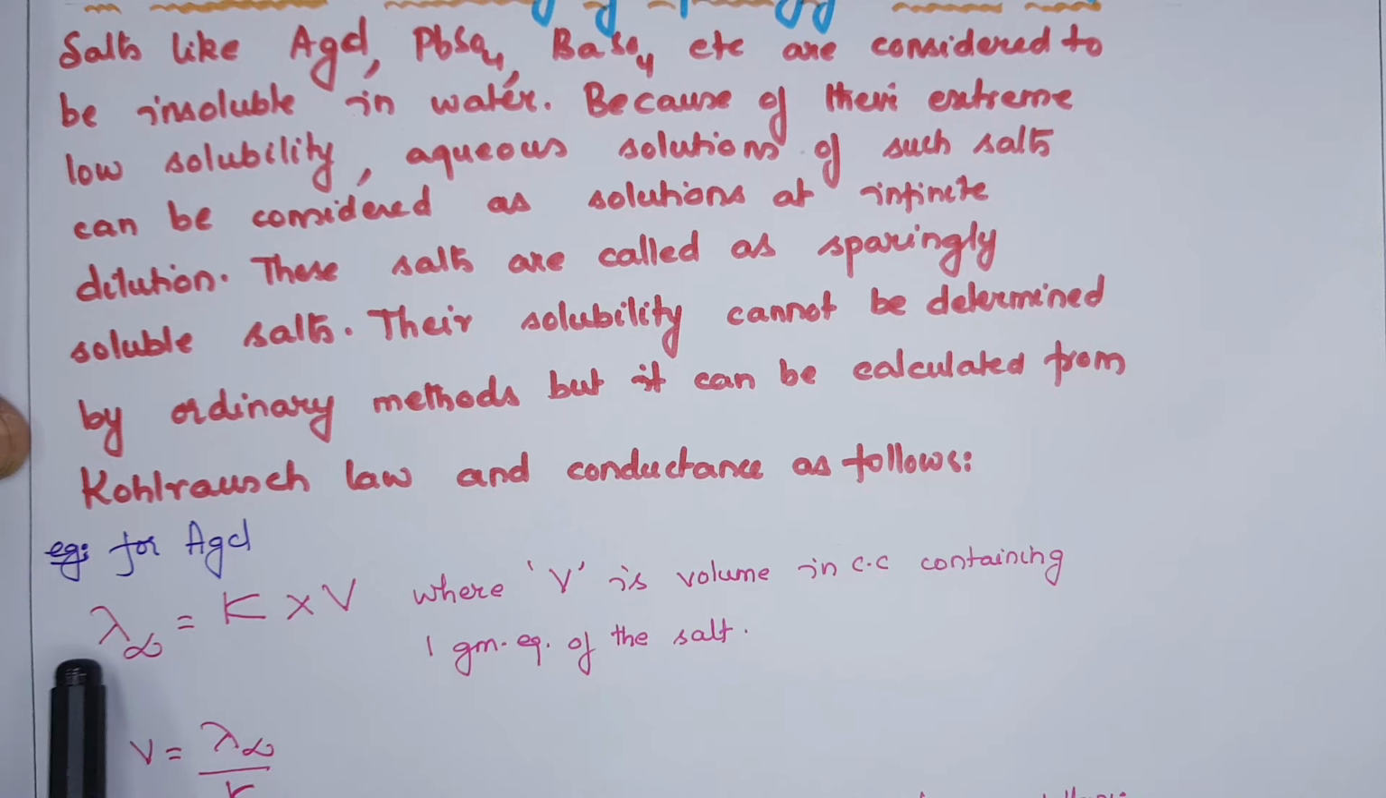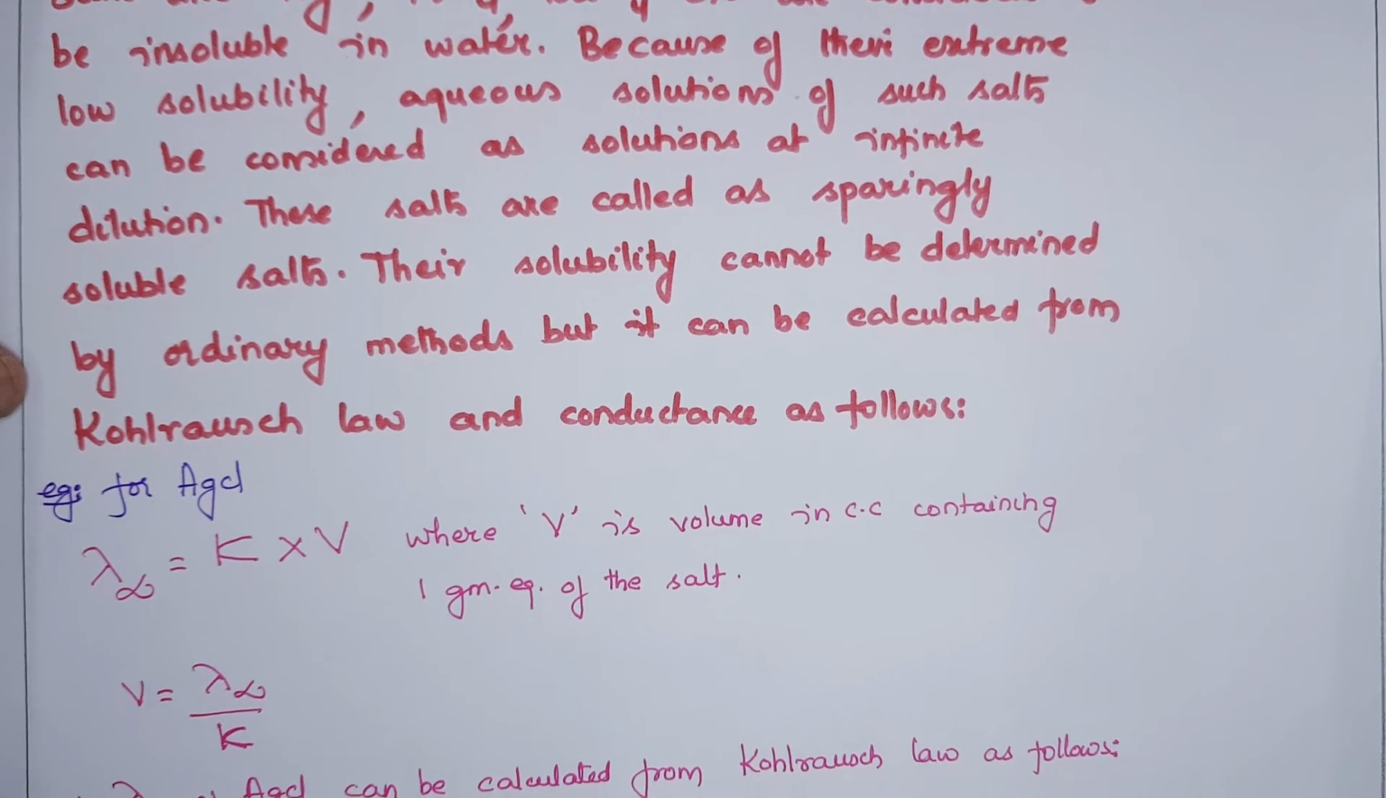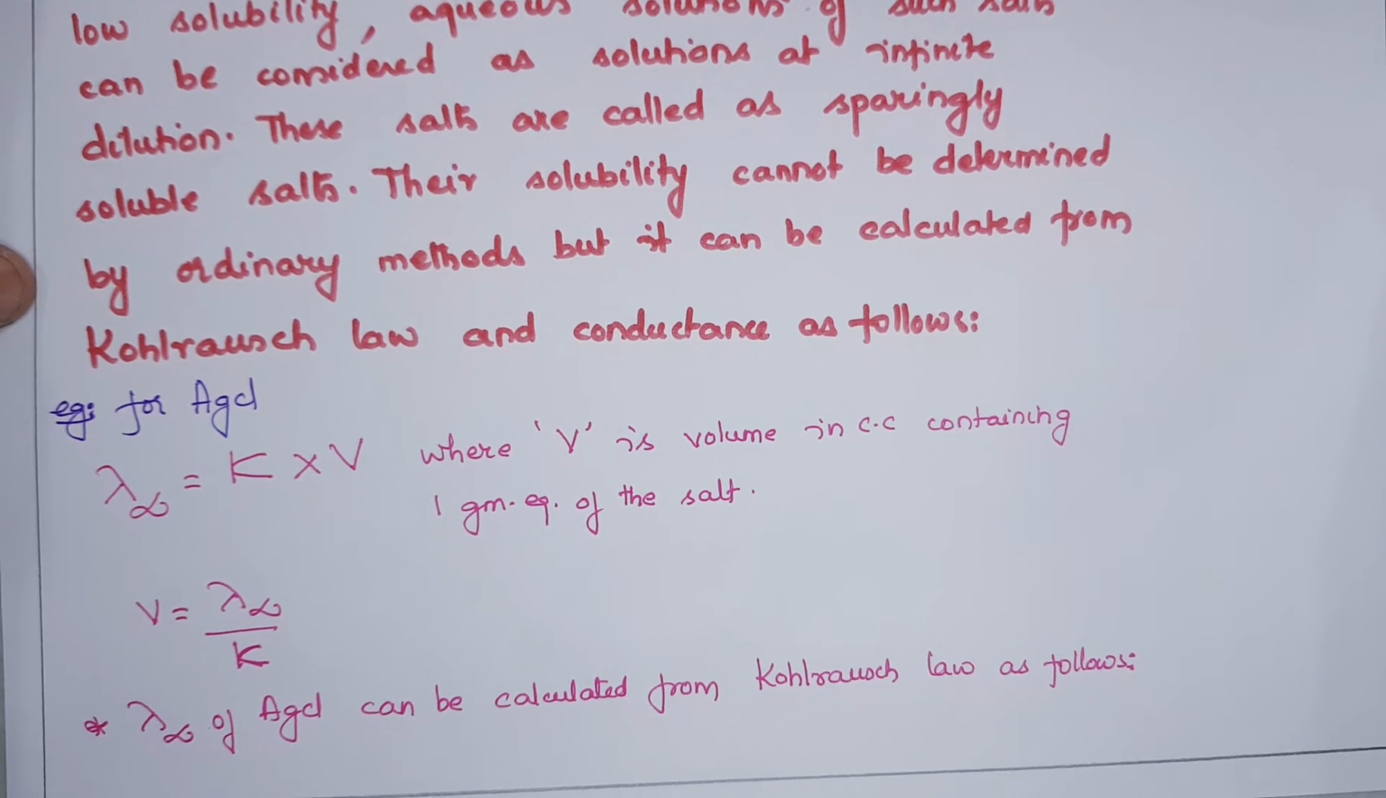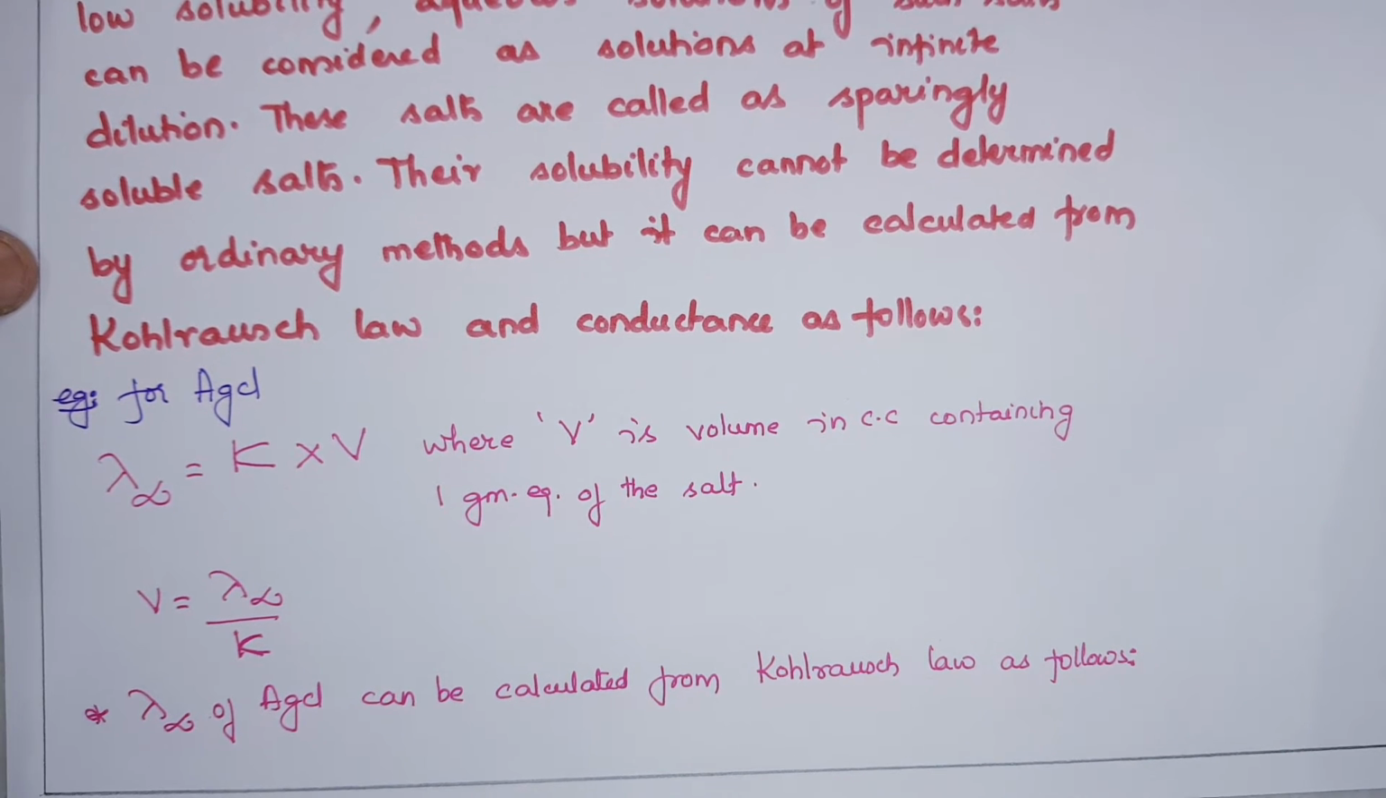So lambda infinity of AgCl can be determined from these two values, kappa into V. Now from this expression, V will be equal to lambda infinity by kappa. So this V will be equal to lambda infinity by kappa.